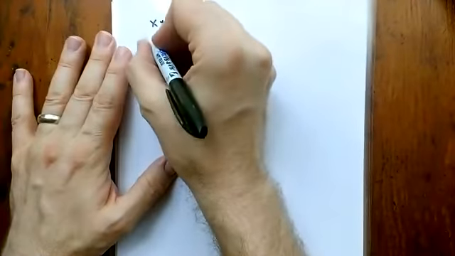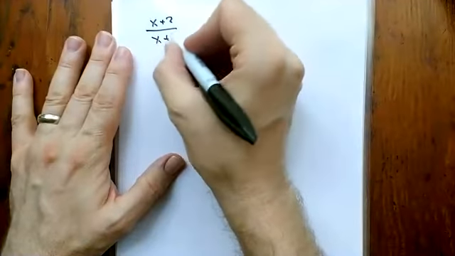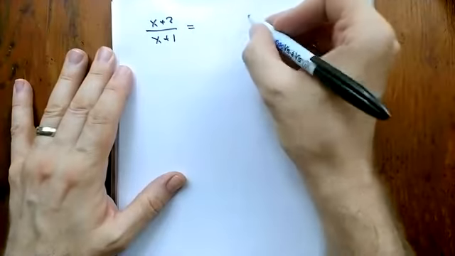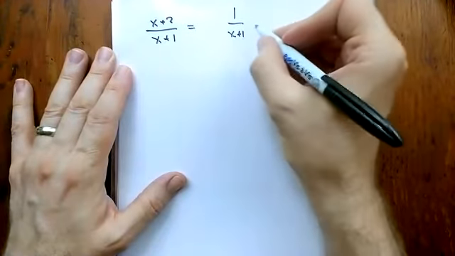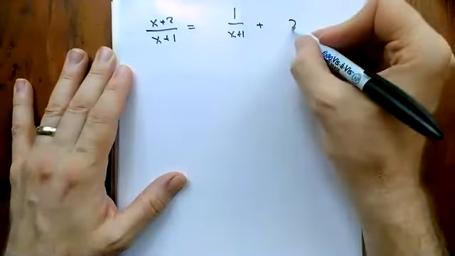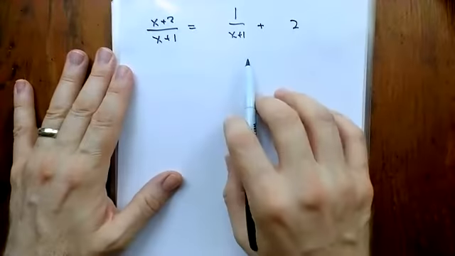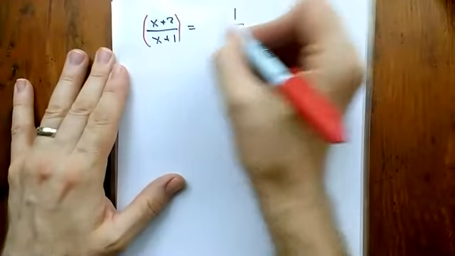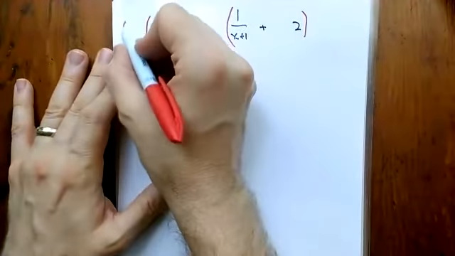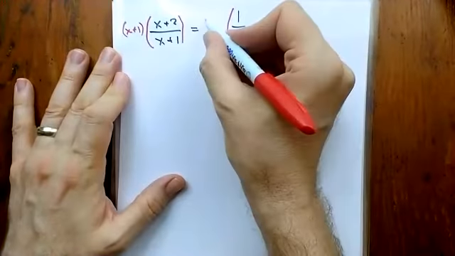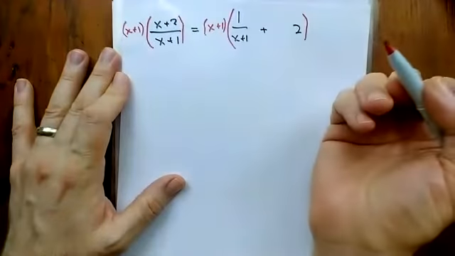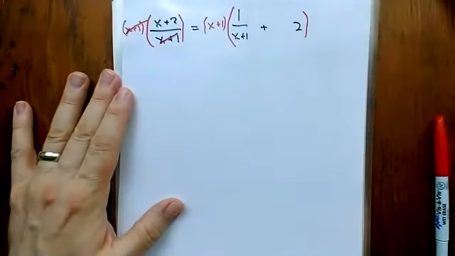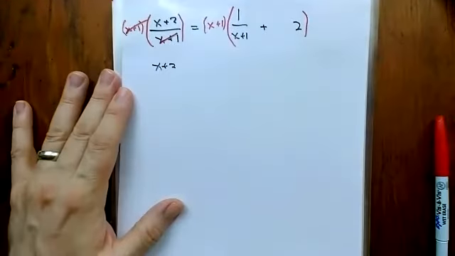I'm going to do x plus 2 over x plus 1 is equal to 1 over x plus 1, and then plus 2. So here I've only got one denominator, and it's that x plus 1. So I'm going to multiply both sides of my equation by x plus 1. And over here on the left, that's going to be nice. That cancels out very nicely. I've got x plus 2 left over here.